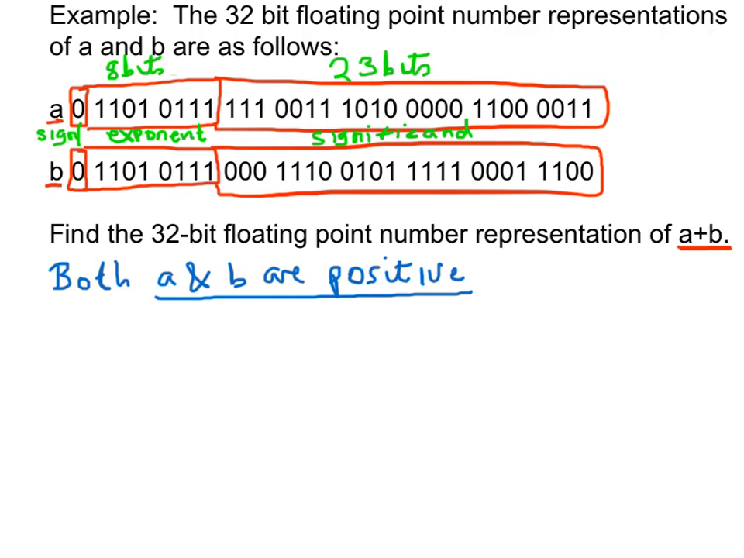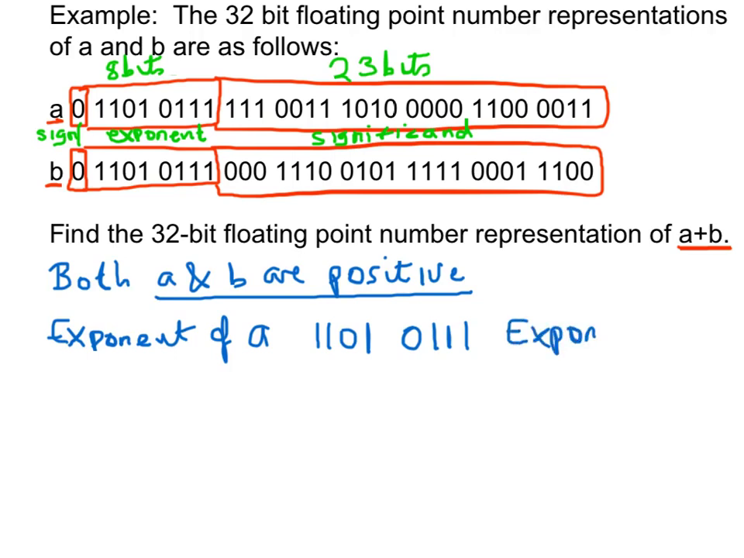Now, if we take a look at the exponents of A and B, the exponent of A is the next 8 bits. So it's 1, 1, 0, 1, 0, 1, 1, 1. And if you look at the exponent of B, the exponent of A and the exponent of B are actually exactly the same. So that's equal to that, which is equal to that. So they have similar exponents. If I was to convert this binary number here to decimal, I discover that the number is 215. You can do that directly on your calculator.